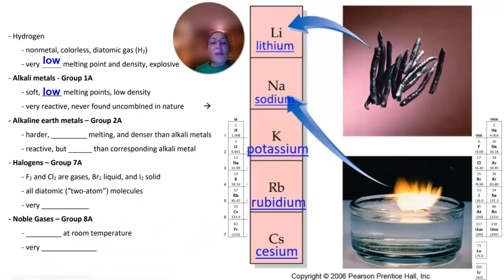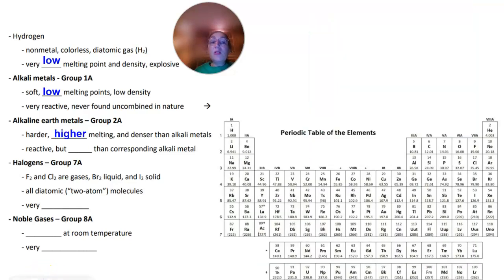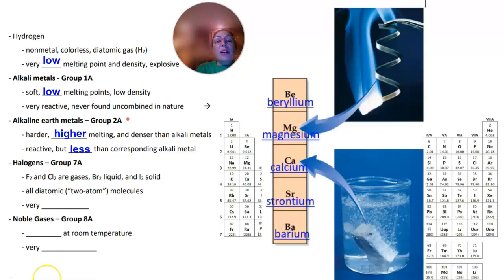Okay, so up next, the alkaline earth metals. So alkaline earth metals are harder, they have higher melting points, and they are denser than the alkali metals. They're reactive, but they're not quite as reactive as the corresponding alkali metals. Okay, so alkaline earth metals are the 2A, and those are this second column here. We're talking about beryllium, magnesium, calcium, strontium, barium. Again, they'll react. We're seeing some nice bubbles, but we're not going to see these fiery blasts that we do with the alkali metals.